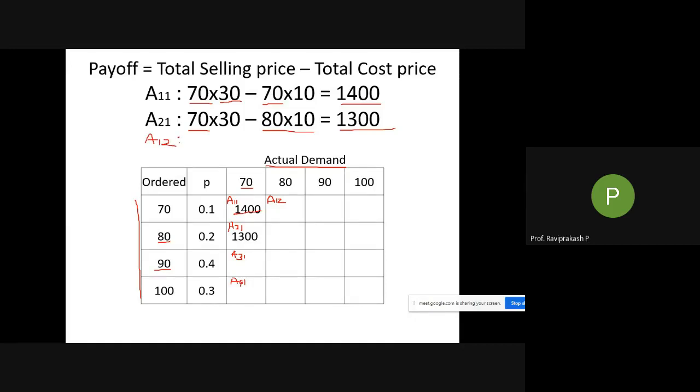Can you tell me the calculation here, like how I did 70 into 30? What will be here? 80 into 30, then minus 70 into 10. This is equal to 1700. So you guys are 100% wrong.